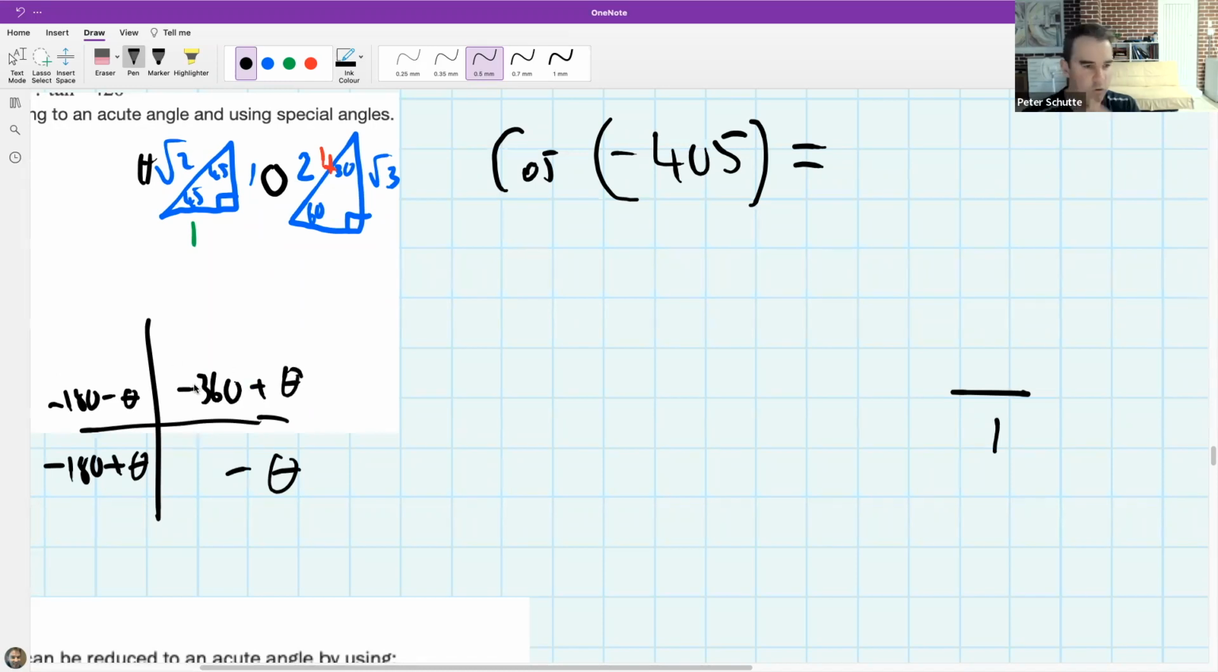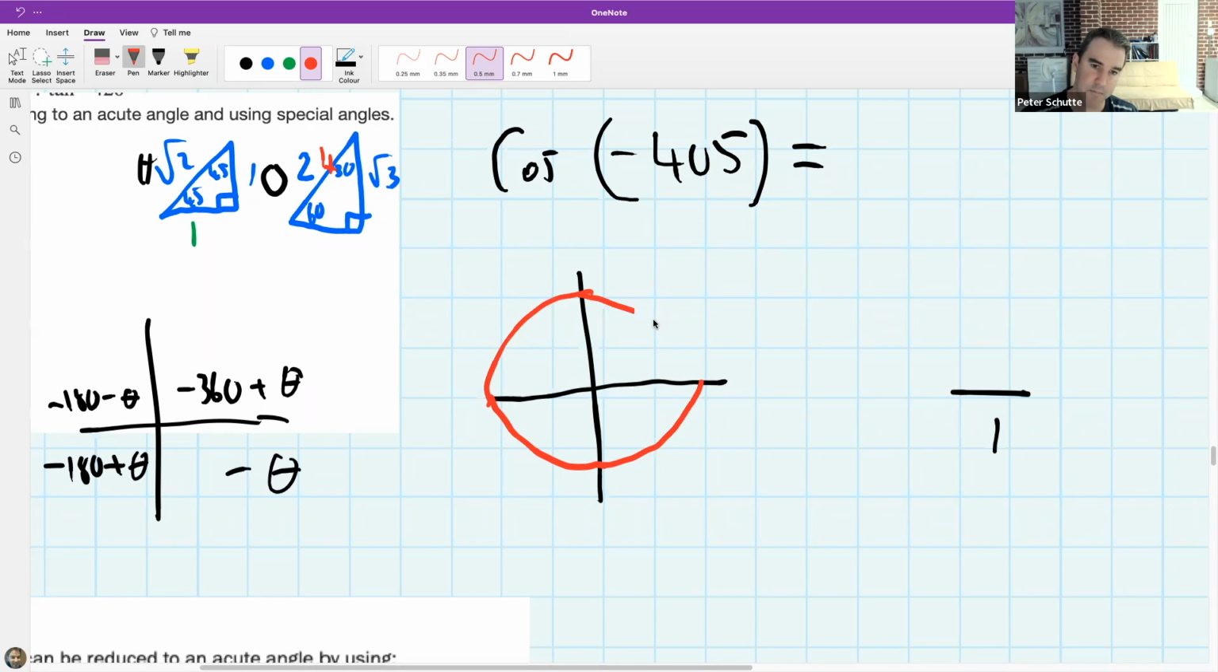But I find that when you get too complicated with formulas for negative angles, it becomes hard for students to understand what's going on. So my approach is to think, okay, what quadrant is minus 405 in? Well, it's negative, so it goes minus 90, minus 180, minus 270, minus 360. And if I keep going a little bit more, I get into quadrant 4.